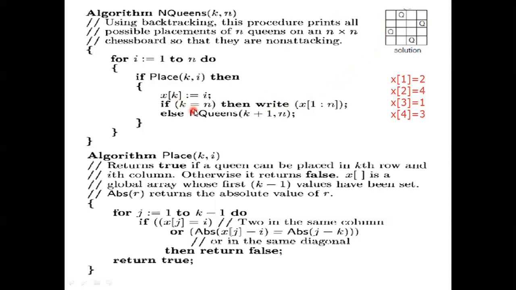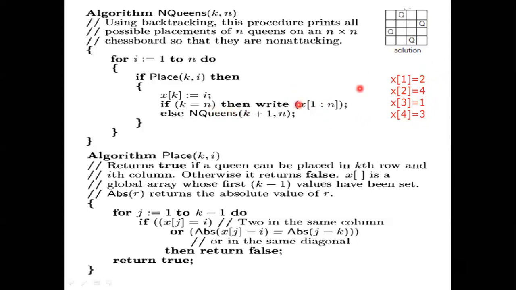That is the meaning. K is equal to n, means 4 is equal to 4. Then you can write it. How to write? With the help of the x array. That means these values are going to print. How will it print? x of 1 is equal to 2, x of 2 is equal to 4, x of 3 is equal to 1, and x of 4 is equal to 3. That is going to print.